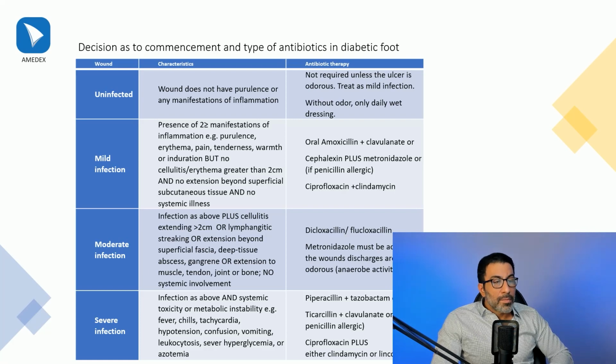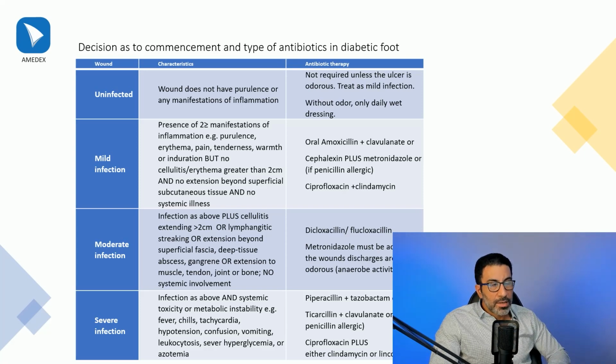Severe infection. Severe infection is moderate infection and systemic toxicity or metabolic instability like fever, chills, tachycardia, hypotension, confusion, vomiting, leukocytosis, severe hypoglycemia, or azotemia. So, just to wrap it up, uninfected, either wet dressing or topical treatment.